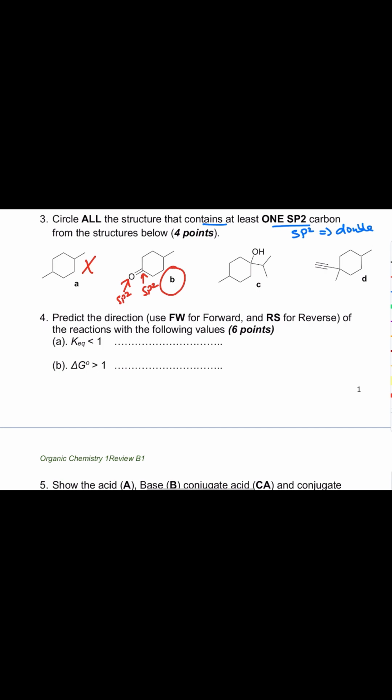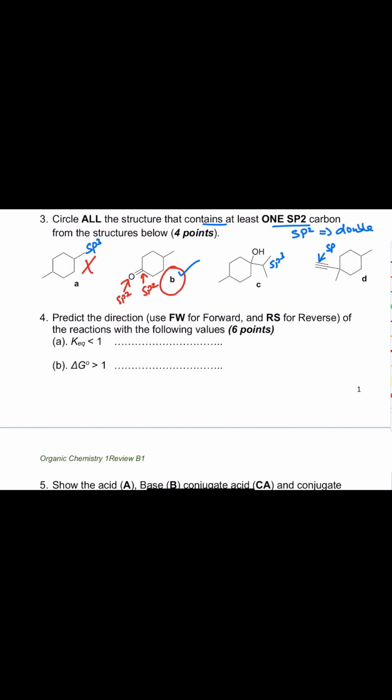So we circle that because we're only looking at carbon. So all these carbons here, sp3, all these carbons here, sp3. Here, this triple bond is going to be sp. So we see that only B satisfies that condition.